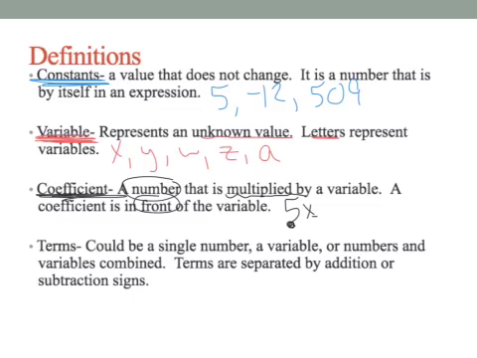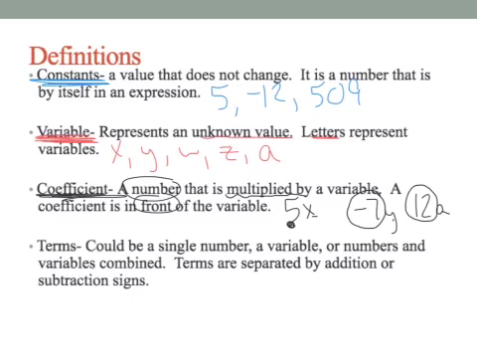Or if you were looking at negative 7y, the negative 7 is what's being multiplied to your variable of y. So negative 7 is your coefficient. If you had an example of 12a, 12 and a are being multiplied together, so 12 is your coefficient. Once again, pause if you need to before you move on to the next definition.